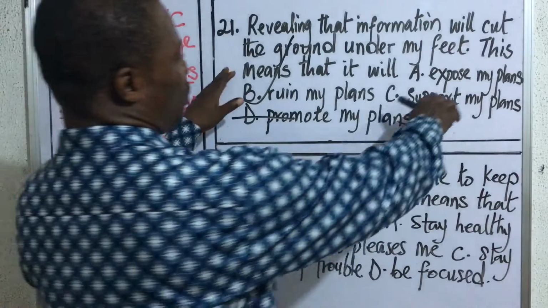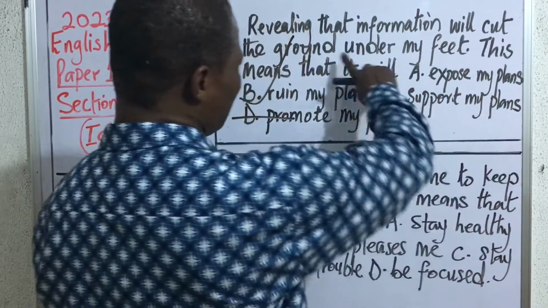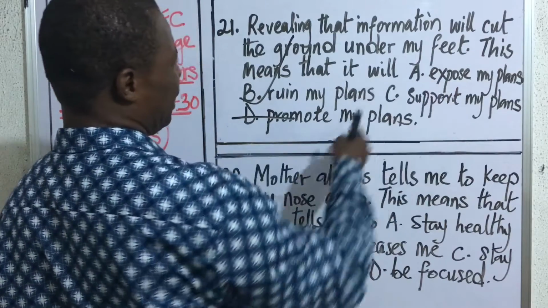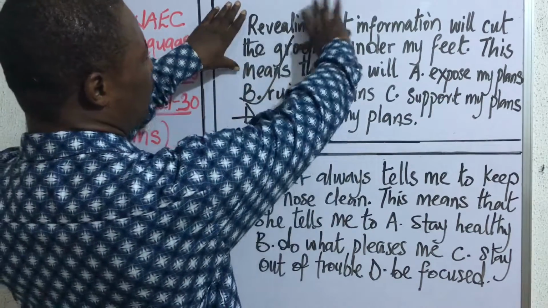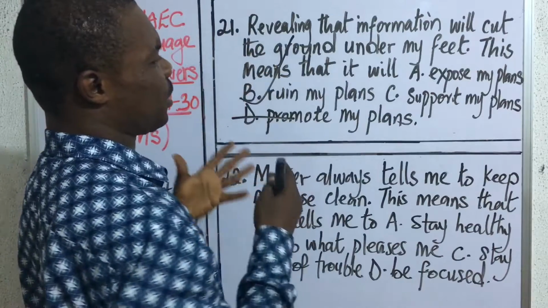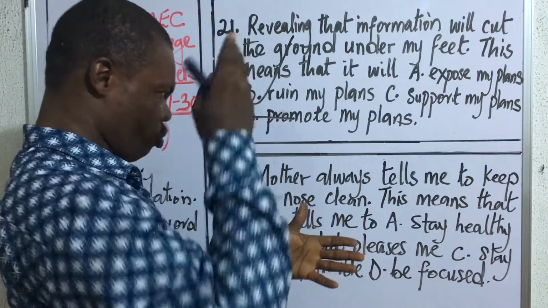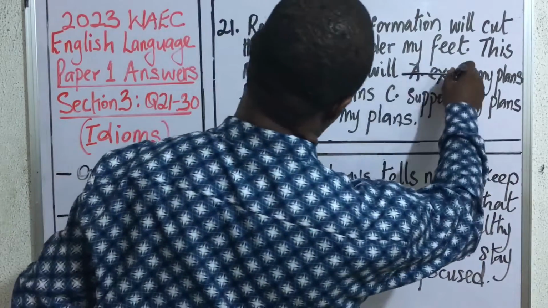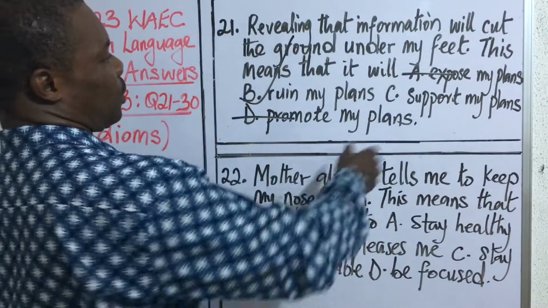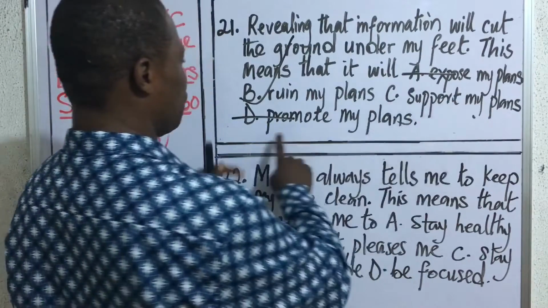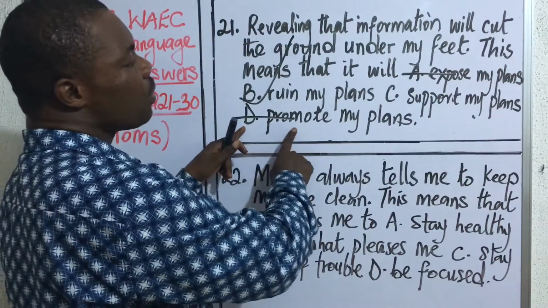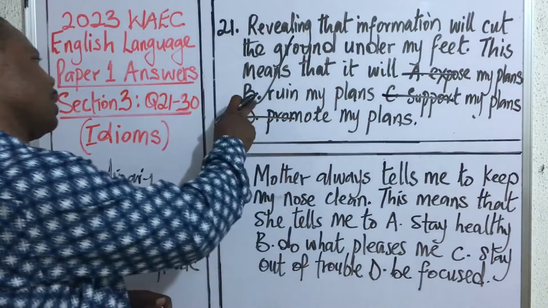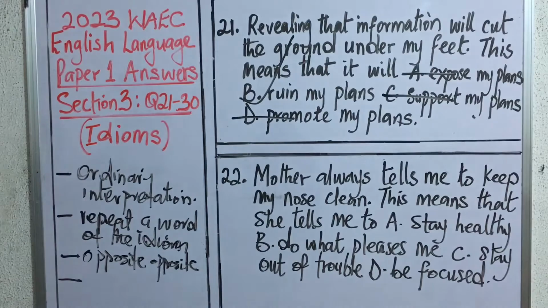And if you look at an option like expose my plan, cutting the ground under your feet, if your plans are exposed, it's not destructive, but what this idiom is saying is something close to destroying something. So it's not like it is going to expose your plans. And then of course you have support my plans. If we were removing promote my plans, then support my plans will go as well. So at the end of the day, you have ruin my plans.